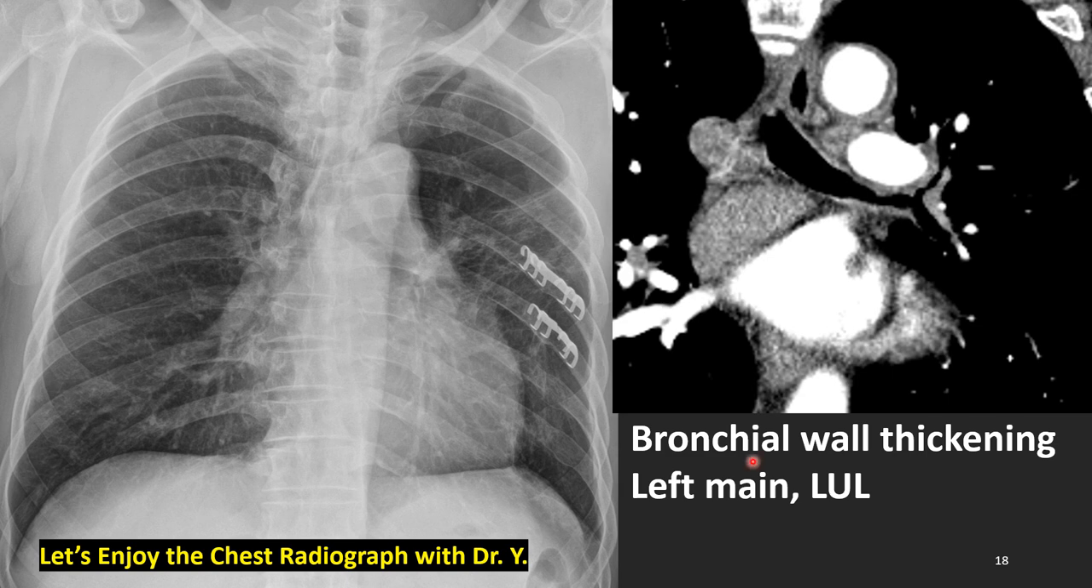This is a contrast enhanced coronal CT image of the left main bronchus, left upper lobe, lower bronchus. What do we see? Yes, irregular wall thickening of the distal main bronchus and upper lobe bronchus. What is this? Yes, mucosal infiltration of squamous cell carcinoma. If we look with bronchoscopy, there will be many tumor cells protruding on the surface of the bronchial wall. Yes, this is bronchial wall thickening with enhancement of squamous cell carcinoma in the large airway.